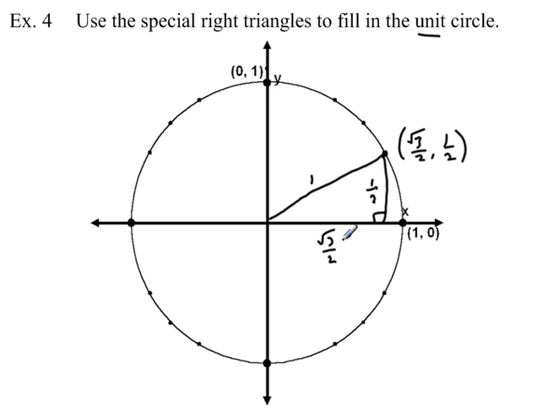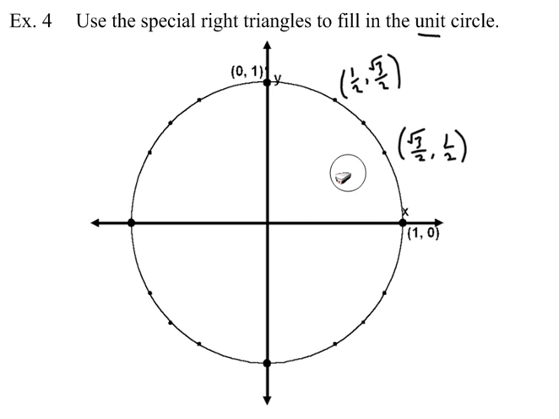Likewise, we could put a 30, 60, 90 right triangle on its other side right here. We have the same dimensions, just switch the x and y. So I'm just going to write that as 1/2 and square root of 3 over 2. Okay. Let's pull in that other special right triangle now. The 45, 45, 90 triangle, if we put it in here, would fit in this spot right here.